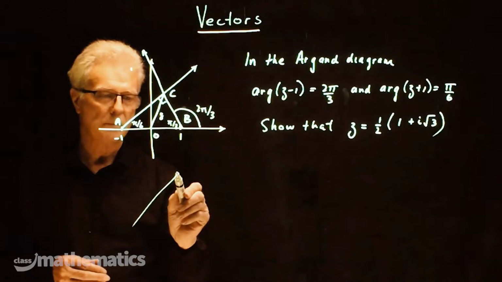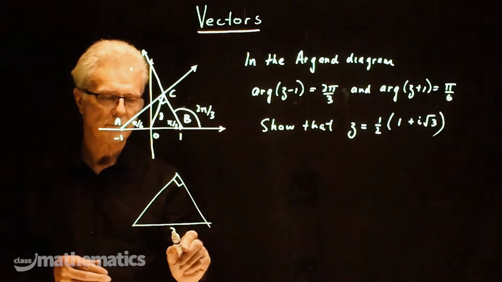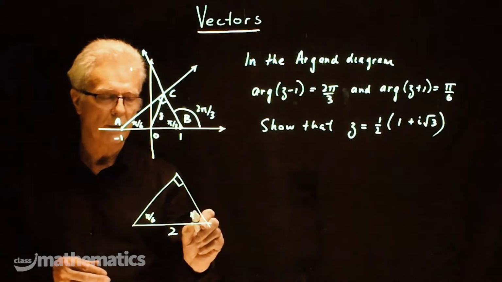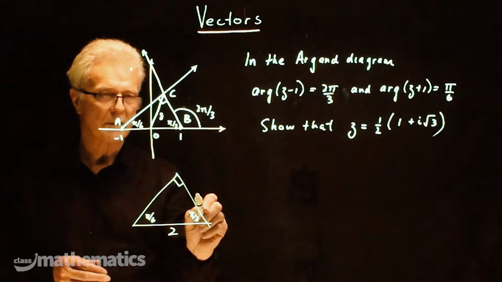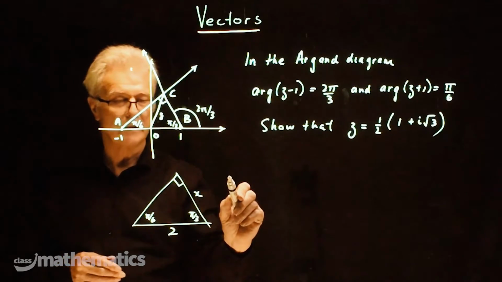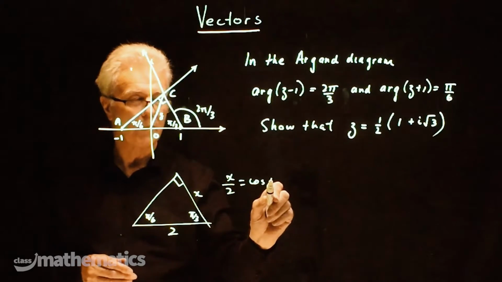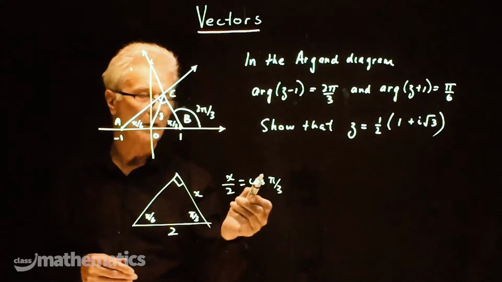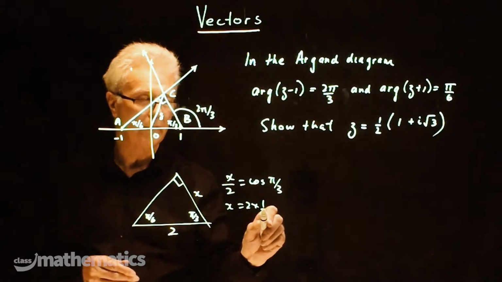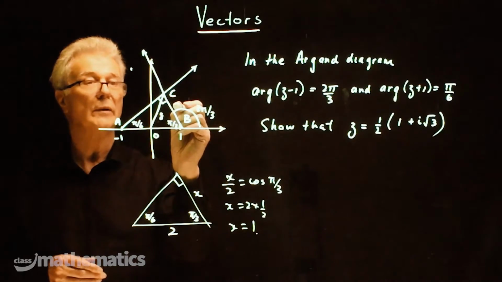So let's have a look at that triangle. You know this is 2 units, and that's π upon 6, and that's π upon 3. So to get this side here, call this x, we can see that x over 2 equals the cos of π upon 3. And we know the cos of π upon 3 is 1/2. So x is equal to 2 times 1/2. So x must equal 1. So this side here is 1 unit.